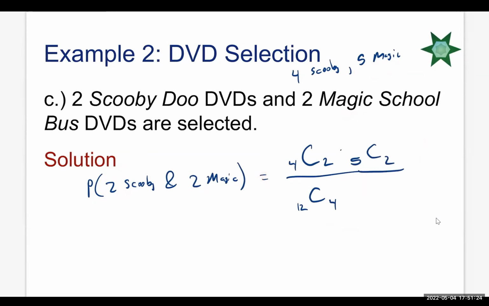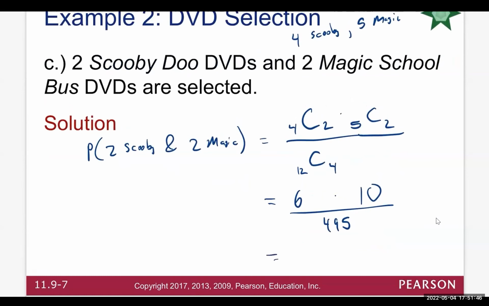Now you can use your calculators, or if you don't have one, you can always do this by hand using the formula. So 4 choose 2 turns out to be 6. 5 choose 2 turns out to be 10. You guys can verify that. And 12 choose 4, we've already done that on the calculator. It's 495. All right, so that's going to be 60 out of 495.